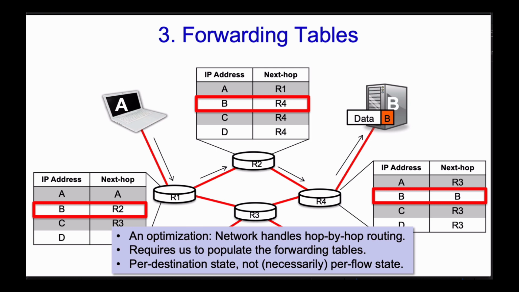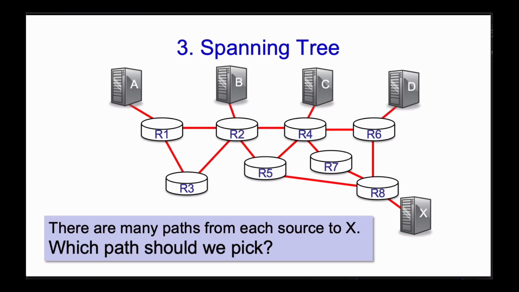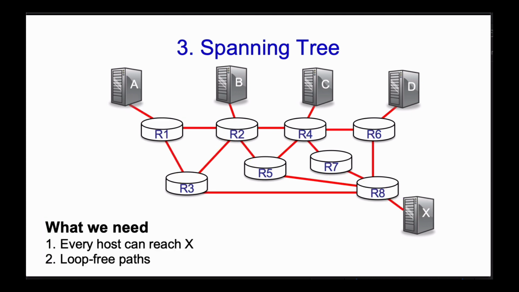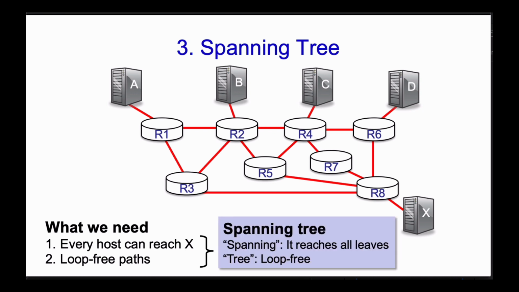So, routing means picking the path that a packet takes across the network. In general, there are many paths between any pair of end hosts. For example, just between source A and destination X, there are many different paths we could choose. I've shown only some of them. You can find more. So, which path should we pick? There are two basic properties that we need. First, we need to find paths such that every host can reach destination X. And second, we need the paths to be loop-free, else our packets will get stuck in the network.